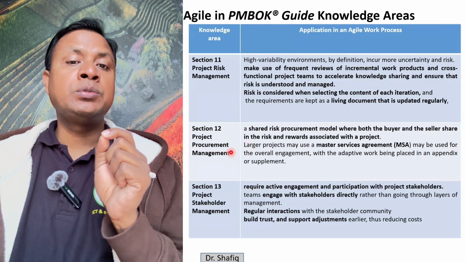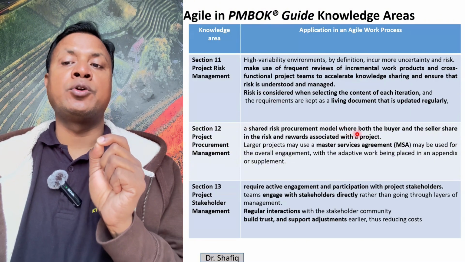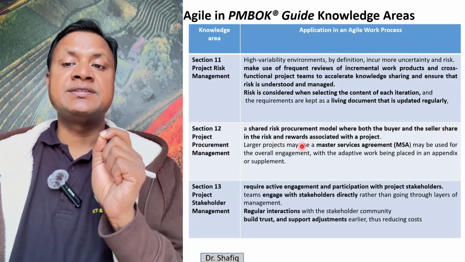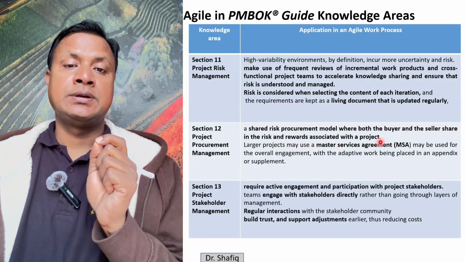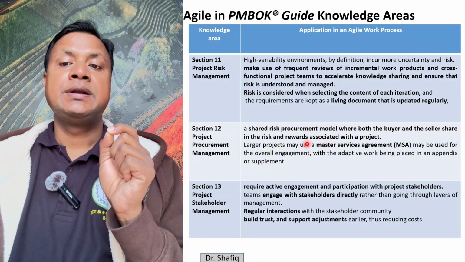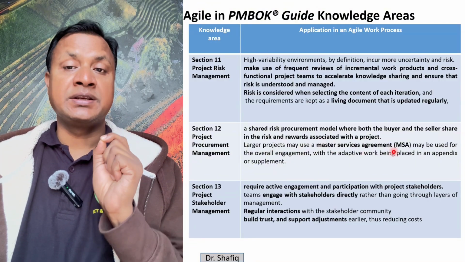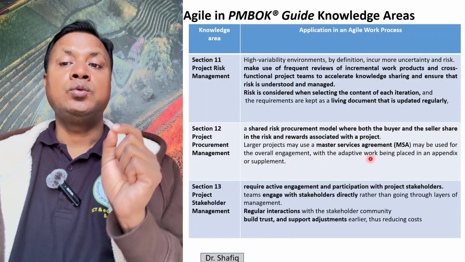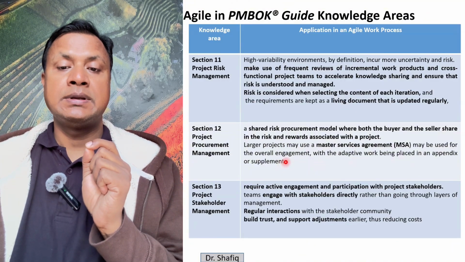For project procurement management, in agile process, a shared risk procurement model is used, where both the buyer and the seller share in the risk and reward associated with the project. So they share the risk, buyer and seller. For larger projects, a master service agreement may be used for the overall engagement, with the adaptive work being placed in an appendix or supplement.